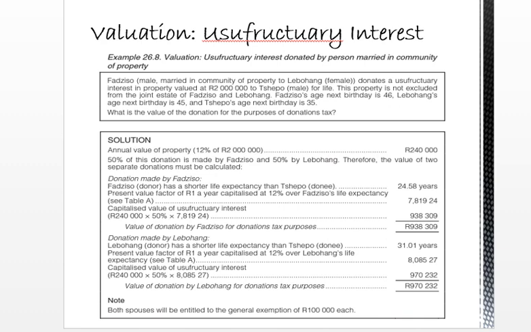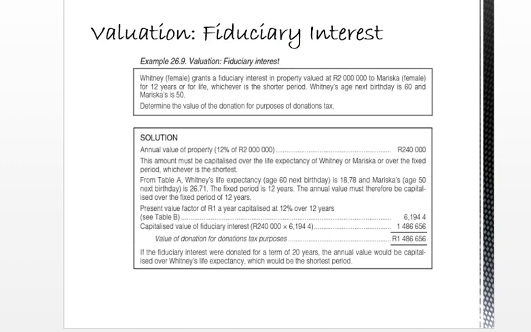Okay, here we've got another example. We've got Whitney. She grants a fiduciary interest in property valued at 2 million rand to Mariska for 12 years or for life, whichever is the shorter period. Whitney's age at her next birthday is 60 and Mariska is 50. Determine the value for purposes of donation tax.